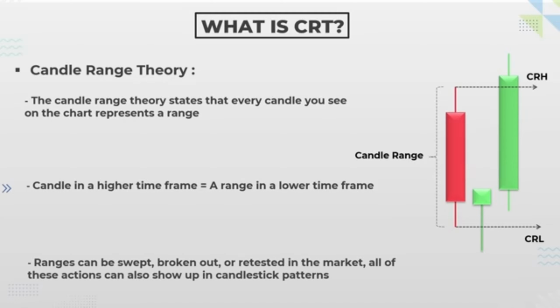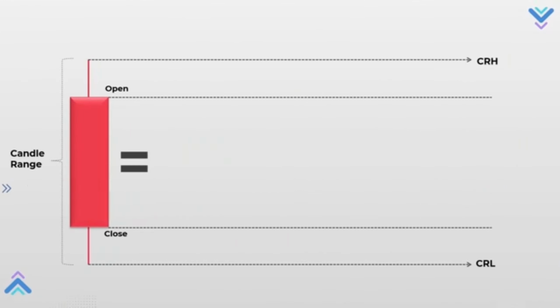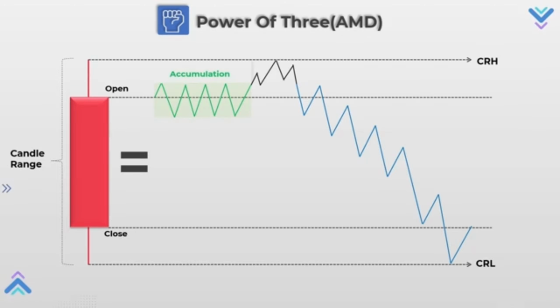Since ranges can be swept, broken out, or retested in the market, all of these actions can also show up in candlestick patterns. Every candle has a high and a low, right? So if you zoom in, you'll see that a range forms between the candle's highest and lowest points on a lower time frame. You've probably noticed that the market moves through three main phases: accumulation, manipulation, and distribution.